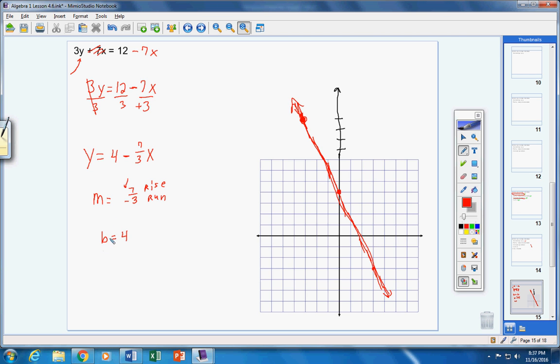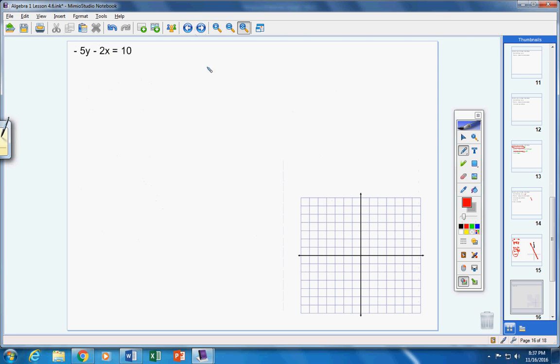So let's review. First, get y by itself. After you do that, write out your m and your b. Pick up your b, put it on the y-axis, and then use rise and run to get another point. Let's try another one. You can work ahead or watch me, okay? Let's graph this linear equation by using the slope-intercept method. Step 1, we're going to get y by itself.